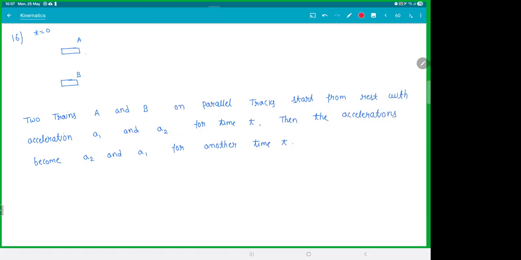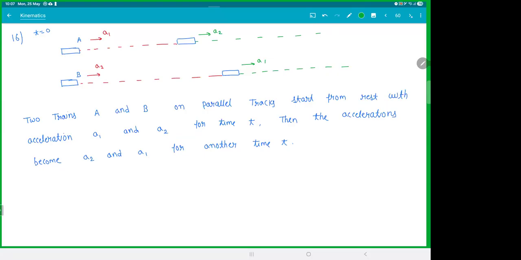So think of it like this. Train A is going with an acceleration A1. Train B is going with an acceleration A2. They do this for some time t. And then this one's acceleration becomes A2 and this one's acceleration becomes A1. And then they travel for another time t. Do you get the scenario?